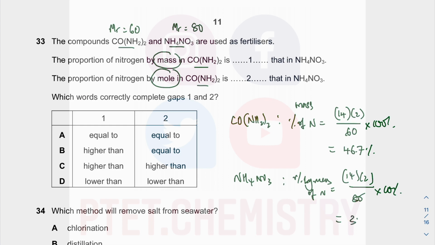So that gave me 35%. So in terms of percentage by mass, this one is higher. Okay, so it's not A or D. And I have to think about the proportion of nitrogen by mole.